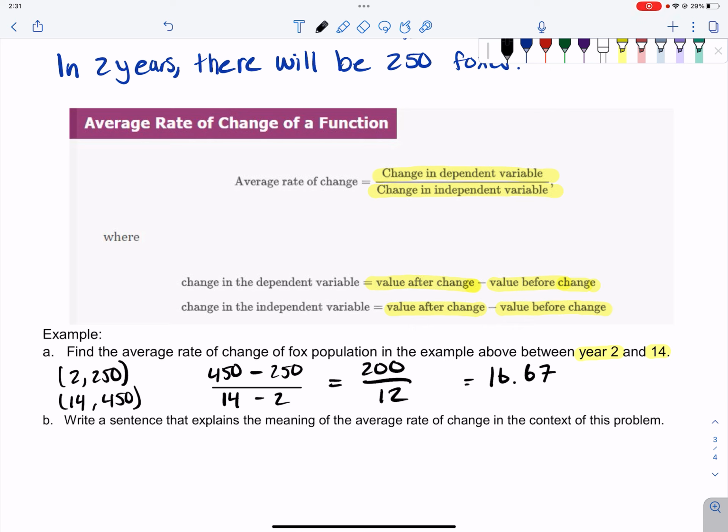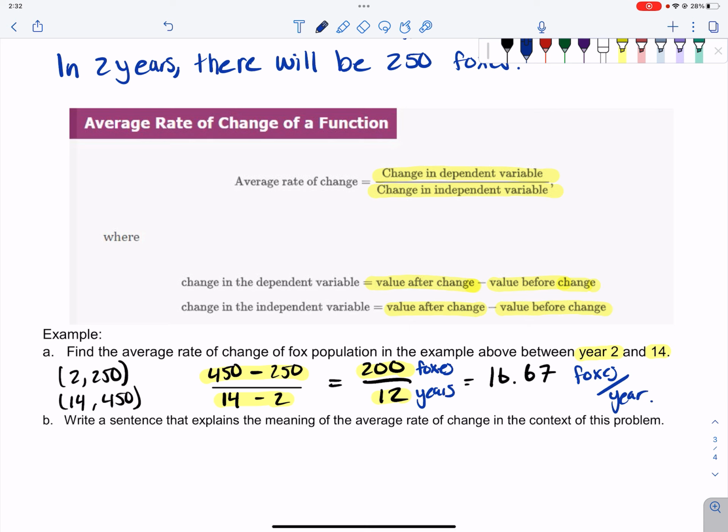With our average rate of change, these are rates, so we like to have units with these. Let's think about what the 200 is. That 200 came from the 450 minus 250, and those were representing foxes. While the 12 came from taking 14 minus 2, and the 14 and the 2 were representing years. So we had 200 foxes over 12 years, which tells us our unit for the 16.67 is foxes per year.